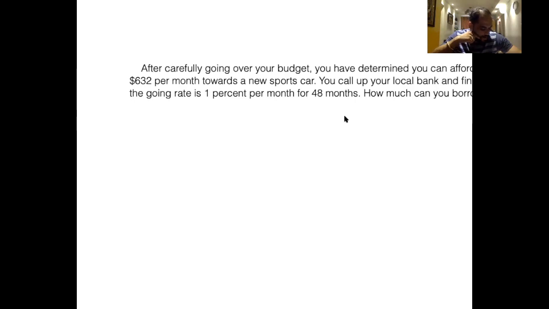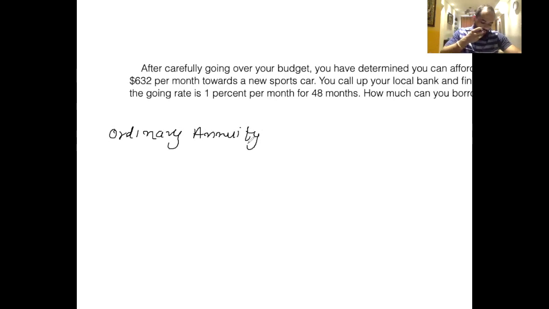So you can apply ordinary annuity. We assume payments at the end of the month. All right, so you can calculate using ordinary annuity. Let me make it clear so it's going to be easier for you. Ordinary annuity, so at the end of the period.